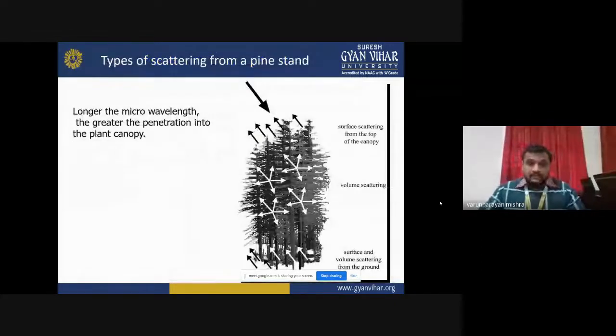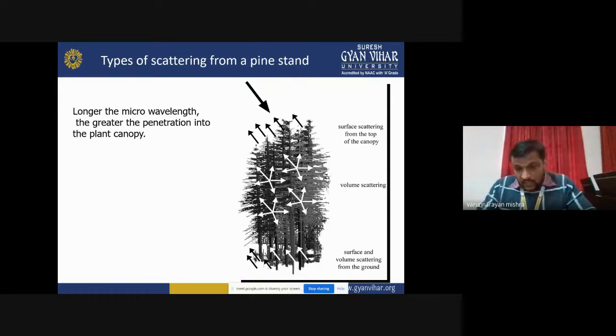There may be different types of scattering process. It may be surface scattering, if there is scattering from the top of the canopy, from the leaves of the forest tree. If it can penetrate through the forest canopy and interact with the branches and other parts of the trees, it may have volume scattering. And when it reaches the ground, there may be two types of scattering, surface scattering and volume scattering, and in some cases it may have both.